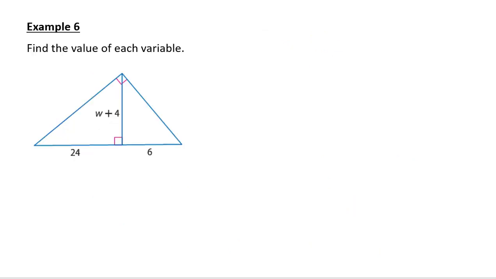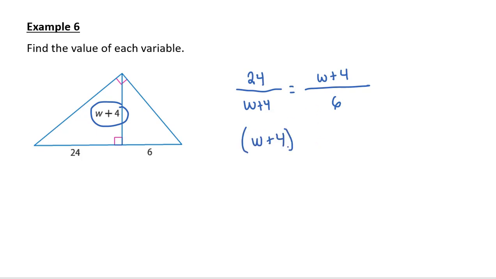Okay, example 6. Finding the value of the variable. Look again, what type of geometric mean do you have? Here I have an altitude, so it's an altitude geometric mean. So W plus 4 is the geometric mean between the two pieces of my hypotenuse. So when I multiply W plus 4 times W plus 4, that's squared, that equals 144.